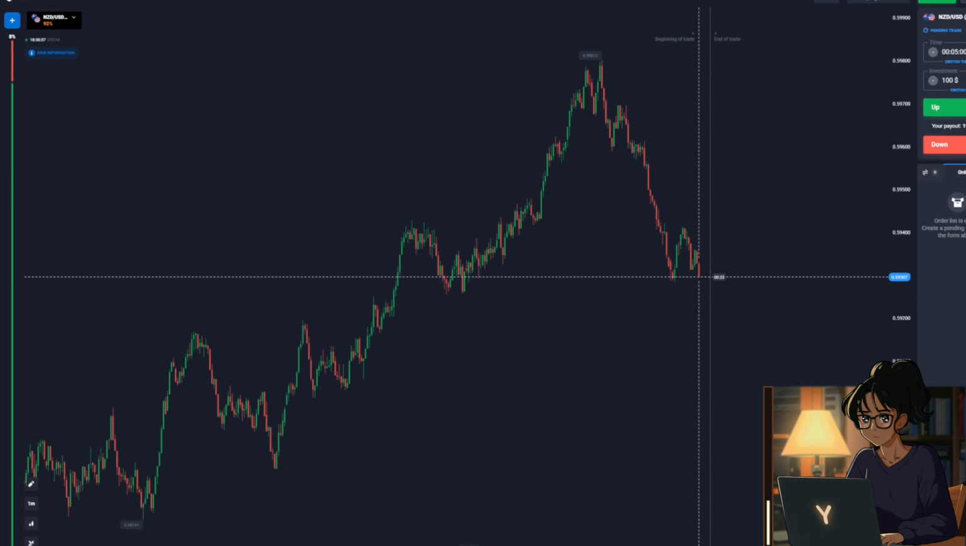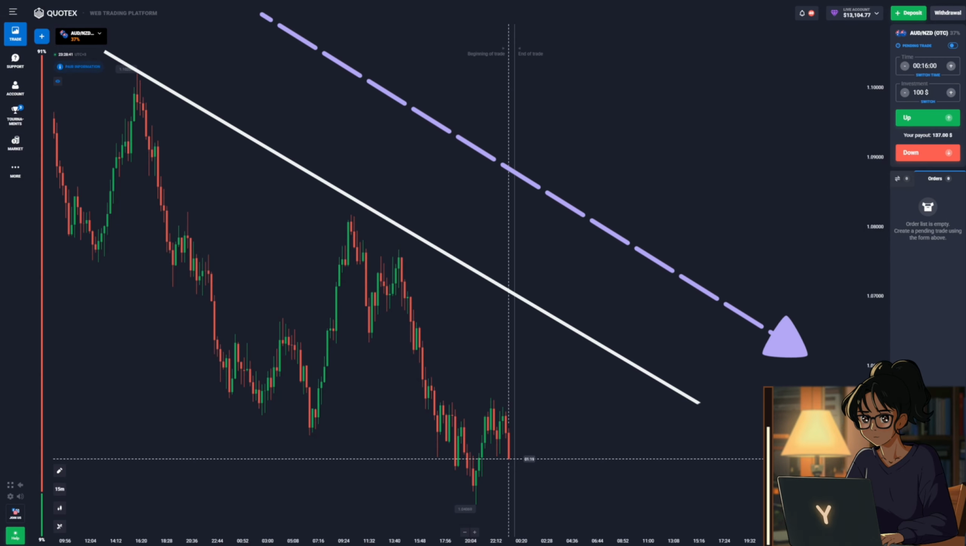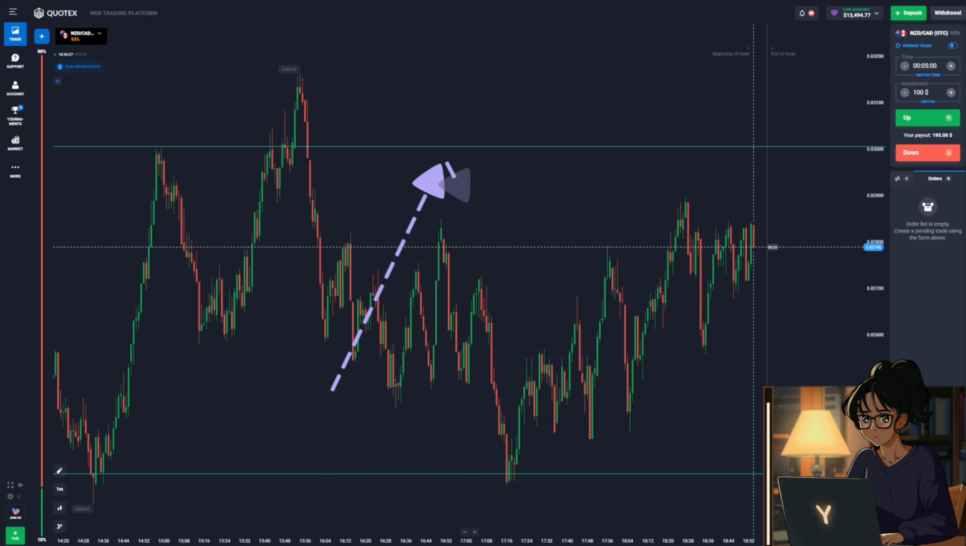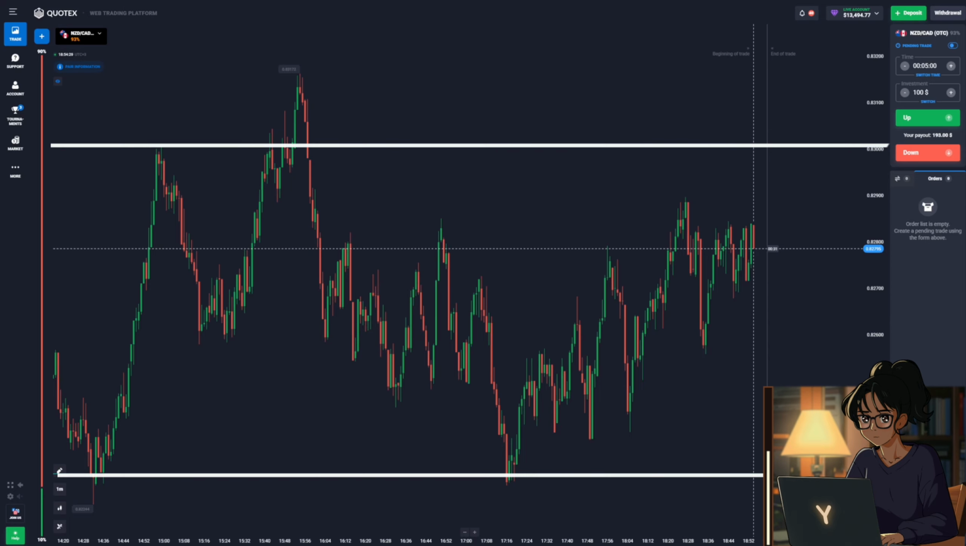Here's what to look for. If the price is moving up with pullbacks, it's an uptrend. Price is dropping, a downtrend. Price is bouncing up and down within a tight zone, that's a flat.